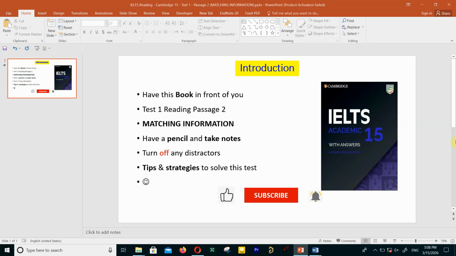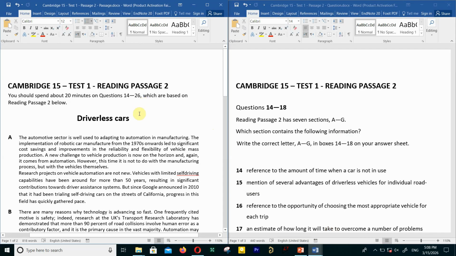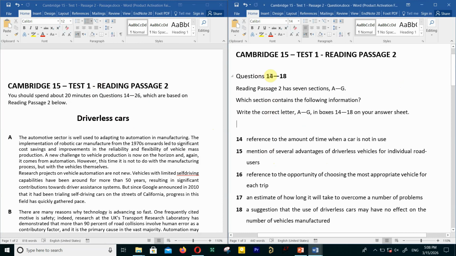Let's jump into it. As always, I split the page into two halves. On the left hand side you can see the passage, and on the right hand side you can see the questions relating to this passage. This is from Cambridge 15, test 1, reading passage 2. We're going to cover questions 14 till 18. This particular video is just about these questions.